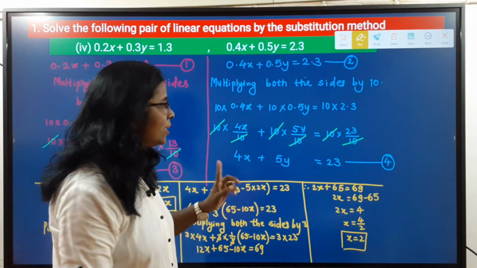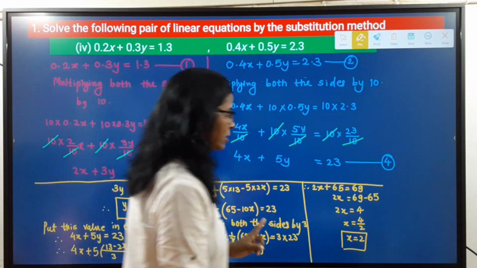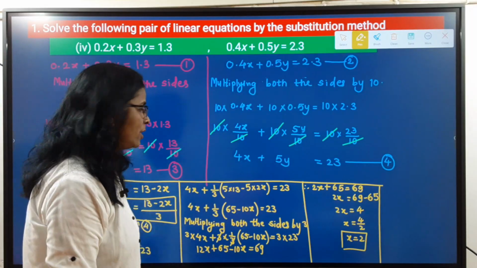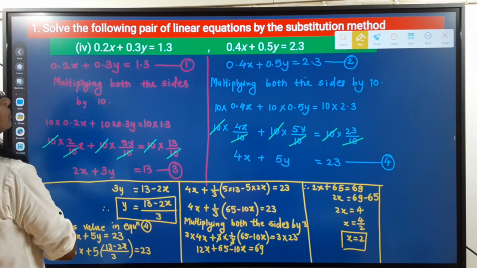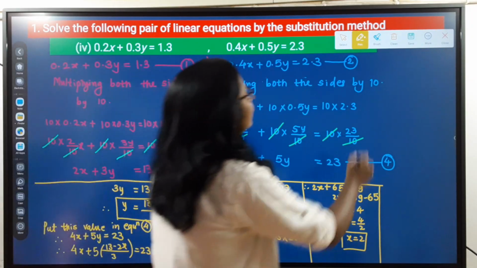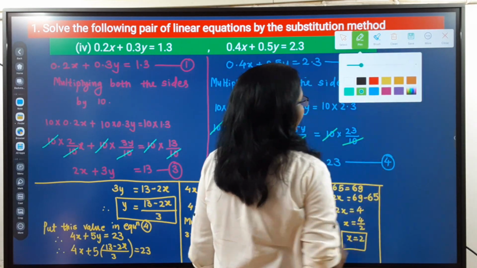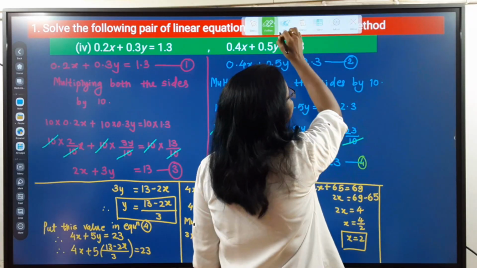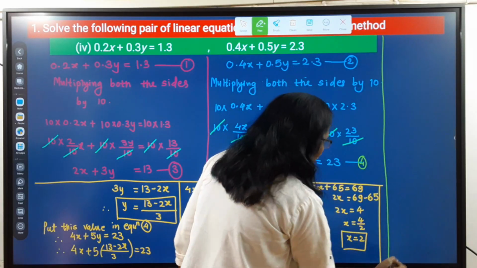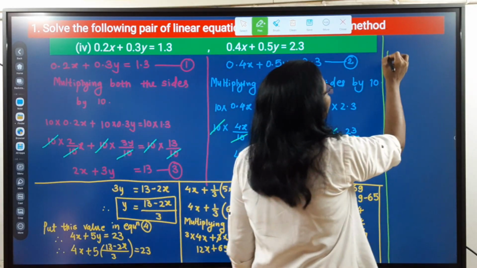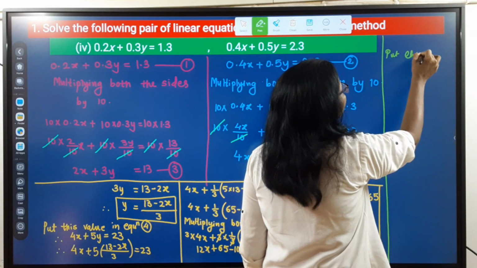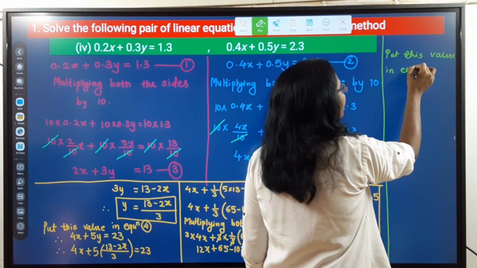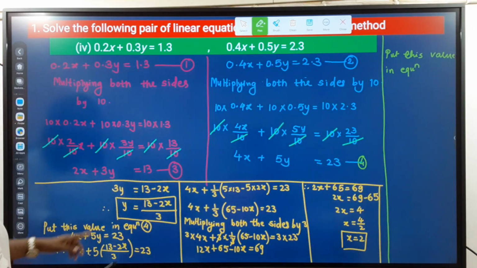Okay. So now here is the value of the first variable x. Now we have to find out the value of y. So now here I do this example. Here, students, at this position here. So now put this value in equation. Put this value in equation here.